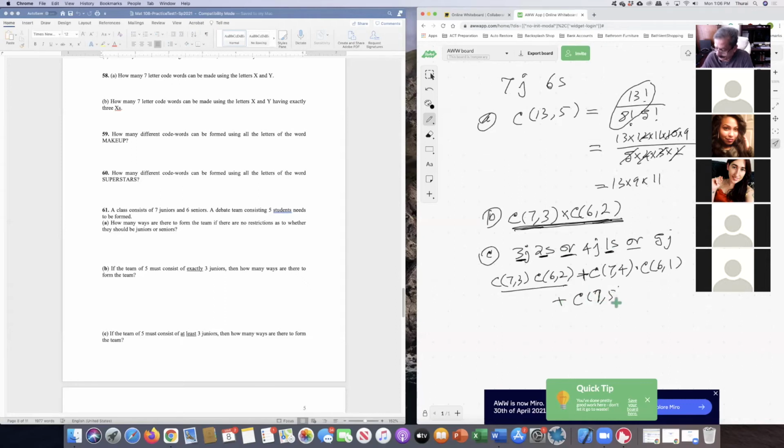No seniors here. So you have to simplify each expression. This expression was already simplified in part B. Simplify this, and add all of them up. That'll be your answer for part C.